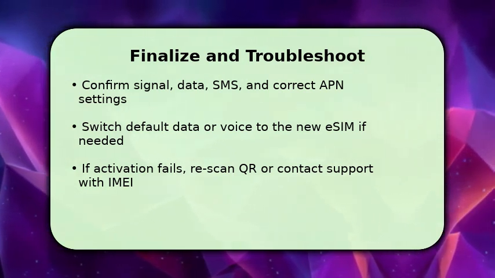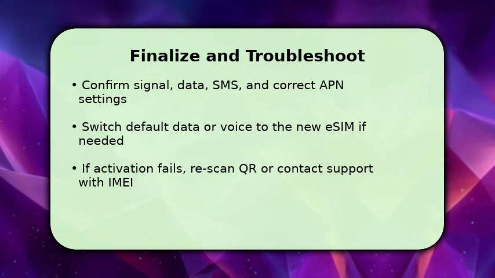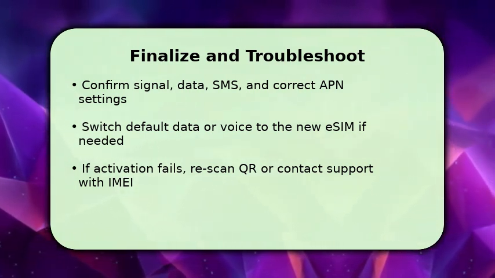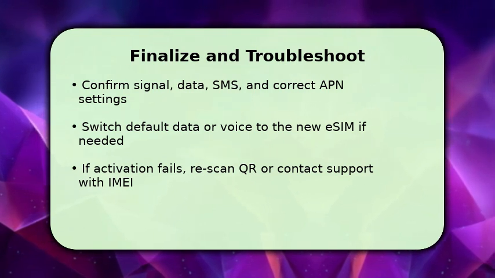If activation fails, rescan the QR or re-enter details, and if that doesn't work, contact Mobimatter support with your device model and IMEI so they can troubleshoot provisioning on their end.